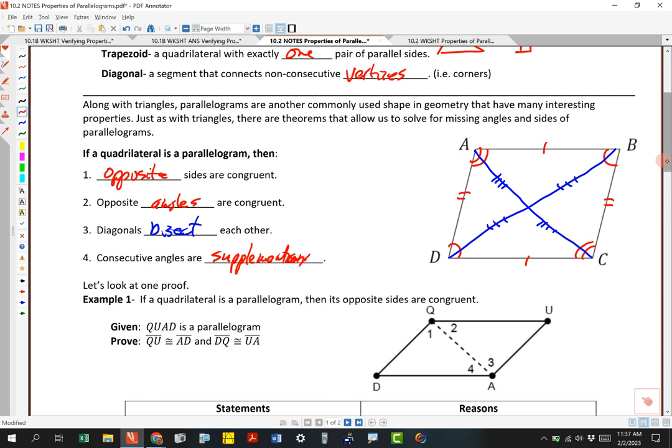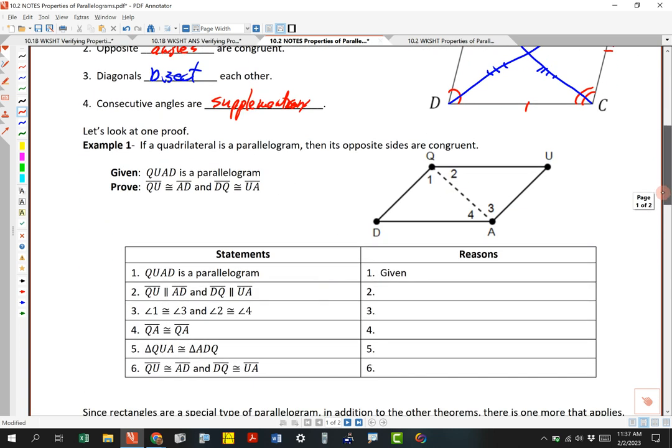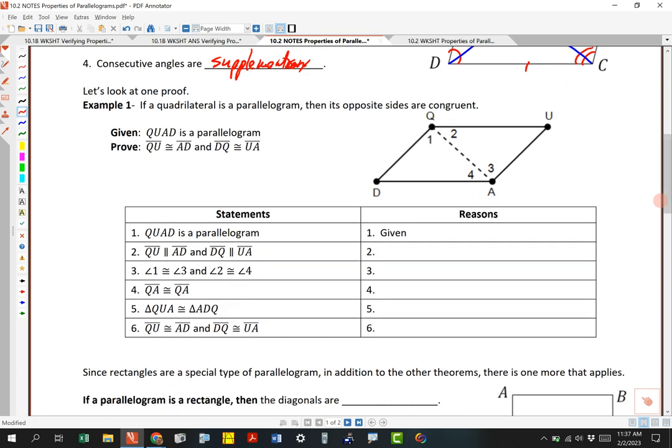Okay. All right. So we're going to take a look at one proof. Okay. Just one proof. So it says, look at this clever name. QUAD is a parallelogram. And we want to prove that QU, so this side right here, is congruent to AD. So this side down, or sorry, congruent. And DQ, so this one over here, is congruent to that one over there. So we want to prove the fact that opposite sides are congruent.